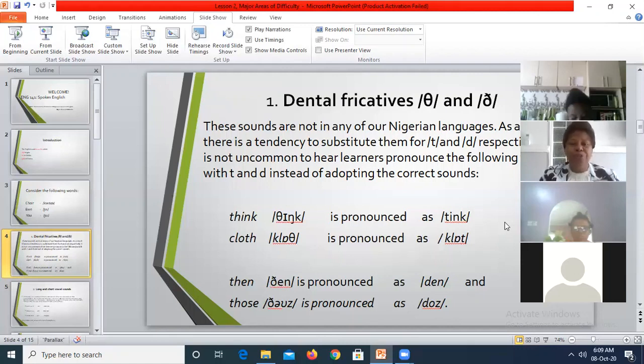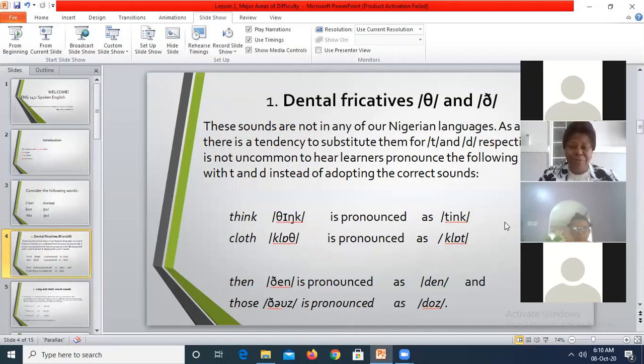I want us to practice some of the examples where these sounds are found. The first one is think. Say after me, think. Think. No, do not say tink. Do not pronounce that first sound as t. It is th. Say think. Think. Good, you are getting it. Say cloth. Cloth. No, not clot. Cloth. Good. Cloth.